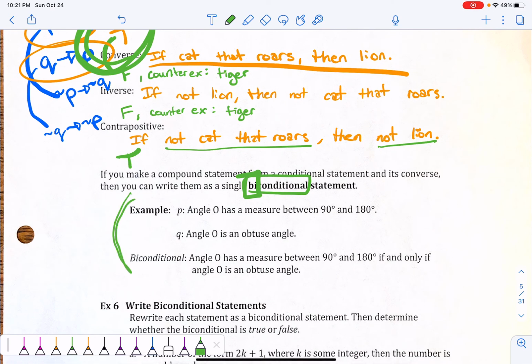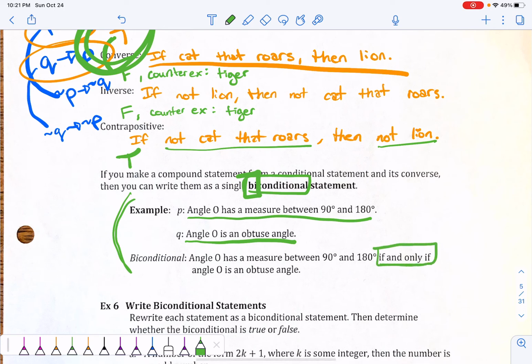Okay, the example says if statement P is angle O has a measure between 90 and 180. Okay, so angle O is some obtuse angle, whatever, right? Angle O is an obtuse angle. So angle O has a measure between 90 and 180. Angle O is an obtuse angle. So what they've done is they're saying angle O has a measure between 90 and 180 if and only if angle O is an obtuse angle.